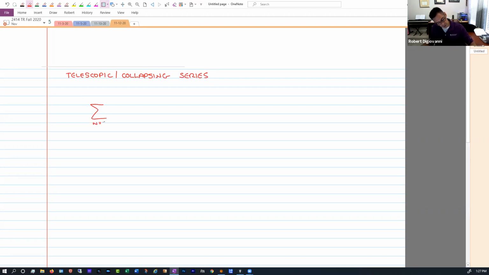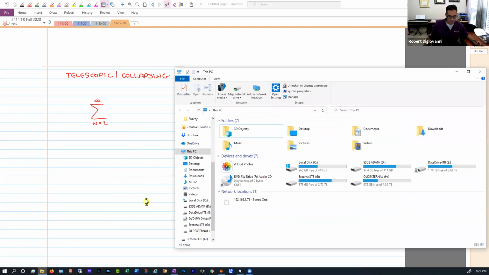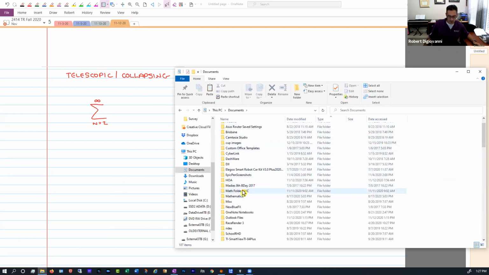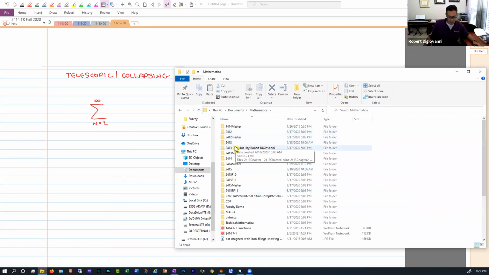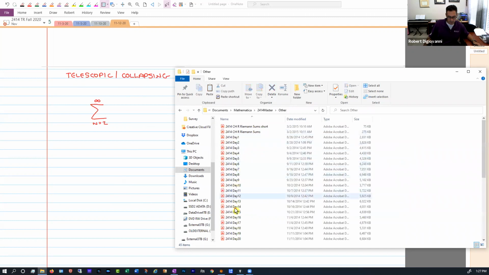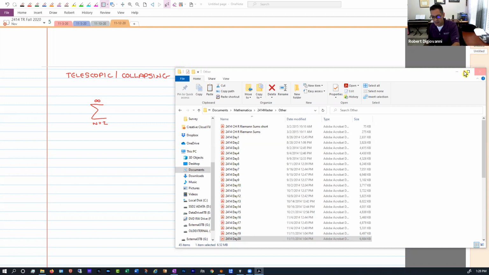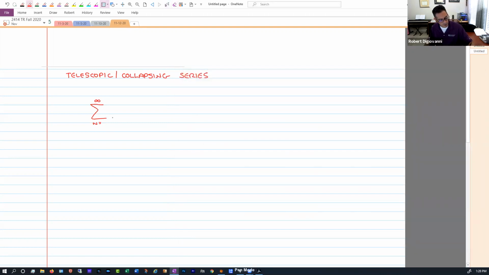Sum n equals 2 to infinity. I started at 2 for a reason. Hold on, I want our numbers to work out nice here the first time. I had this ready. My printer ran out of paper, so I couldn't print this out before class. I forget that I'm not in my office where I have an infinite supply of paper. I've got to order some. Where is it? There we go. Okay, you know what? Let's start it at 1, just so you're not freaking out. Okay, let's do this one: 1 over n times n plus 1.